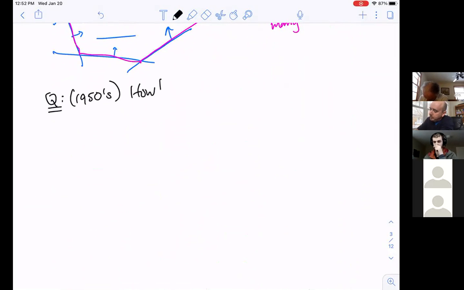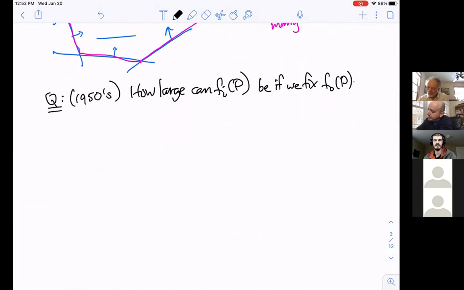The question of how large can Fi of P, the number of I-dimensional faces, be if we fix the number of vertices, the f0 of p, let's just call it n. So say I've only got n vertices, like 100 vertices. How big can the number of, I don't know, 2-dimensional faces, 3-dimensional faces, in higher dimensions, you know, the 20-dimensional faces be? We sort of lose intuition once the dimensions go up.